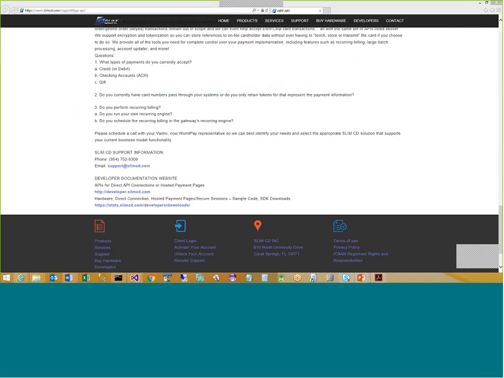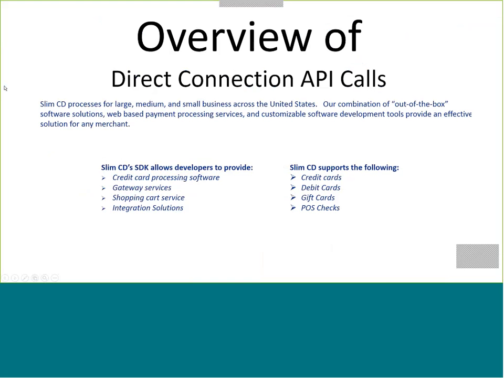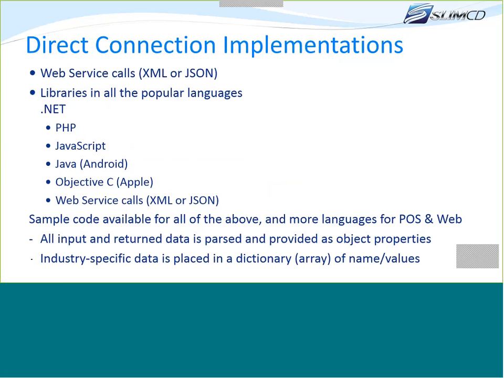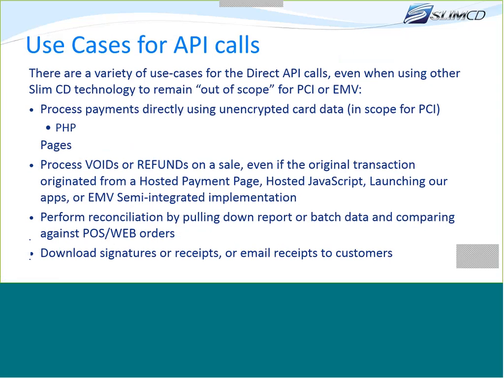The last thing I'm going to go over very quickly is the Direct Connect APIs. Now, you can use these if you're doing tokenization to send the tokens, or if you want and you're in scope, you can also use these to send the full transaction data. So let me start this slideshow. A lot of this we've covered already. It's direct server to server. You can also, with these, control secure sessions, et cetera, and you can receive, upload and download, and pull data for reconciliation. All the direct web service calls and all the libraries.